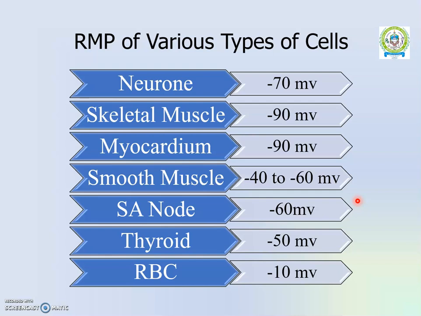The resting membrane potential is different for different types of cells. So here you can see the difference. The neuron's resting membrane potential is minus 70 millivolt, and the skeletal muscle's resting membrane potential is minus 90 millivolt. Myocardium is minus 90 millivolt. Smooth muscle is minus 40 to minus 60 millivolt. SA node is minus 60 millivolt. Thyroid is minus 50 millivolt, and RBC is minus 10 millivolt.